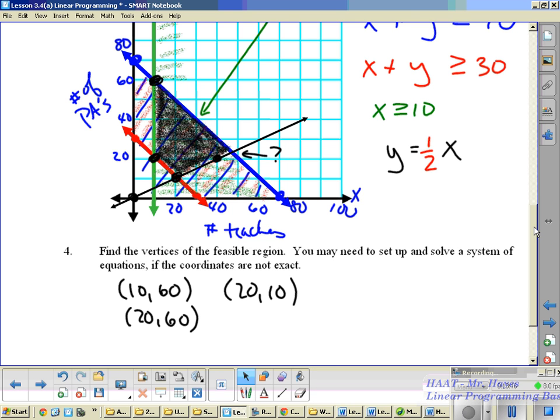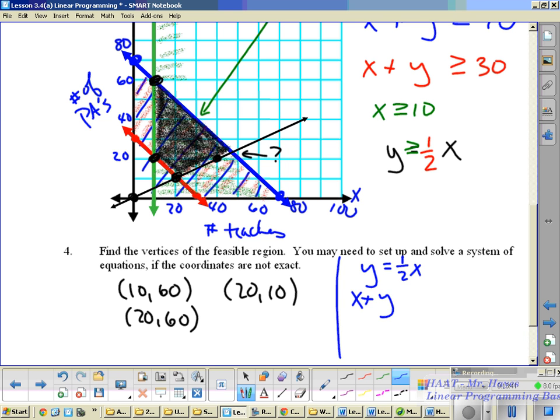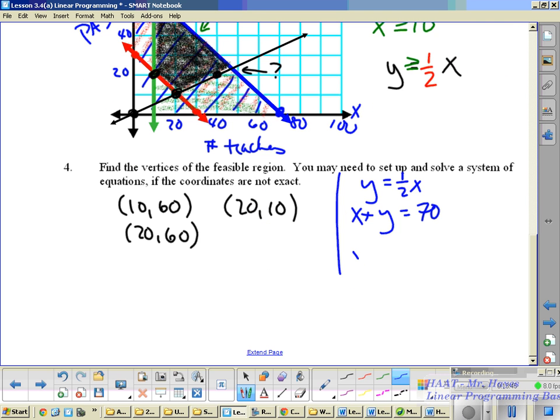So sometimes you're going to have to do a system of equations, using the inequalities. Sorry, this should be greater than or equal to. You're going to use the system to solve for that point. In this case, the black line is y equals 1/2 x, because that's what the line is. The other line that's intersecting is x plus y equals 70. And then you're going to solve that. Substitution would be beautiful.